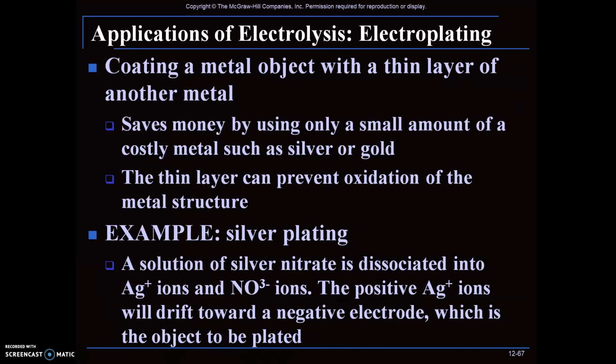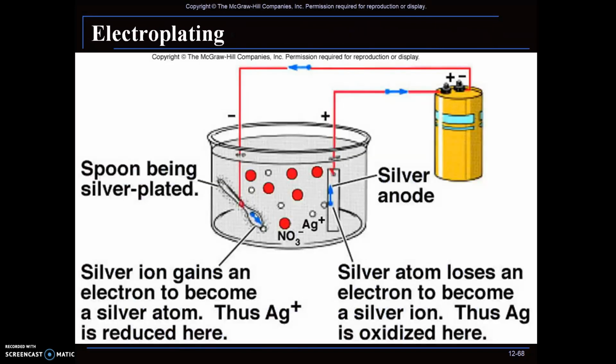For example, silver plating. A solution of silver nitrate is dissolved into Ag+ ions and nitrate ions. The positive Ag+ ions will drift towards the negative electrode, which is the object to be plated. So as you can see right here, you have a spoon which we are trying to coat, and this is the silver nitrate solution. So this is the anode right here.